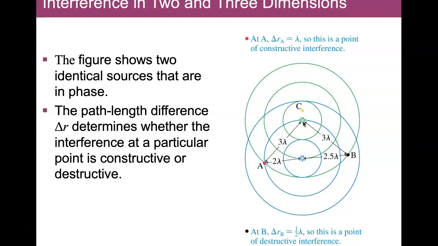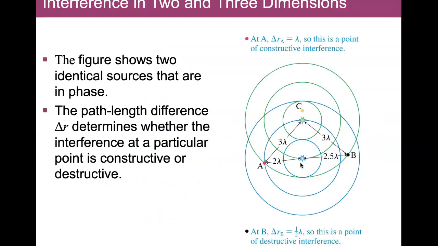What about point C? So C is half a lambda from the green one, and it seems to be 2.5 lambda from the blue one. So 2.5 minus half is 2. So it's a 2 lambda path difference. So that's a 4 pi phase difference, which is a multiple of 2 pi. It doesn't change. So they're in phase. They have constructive interference.